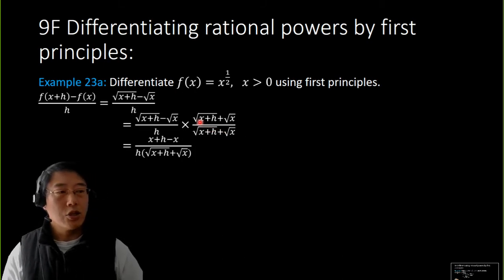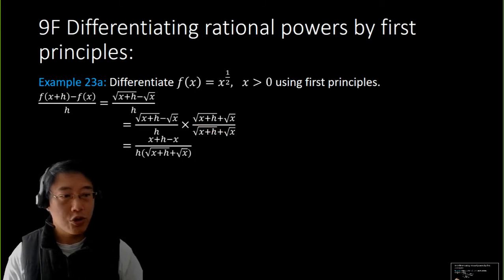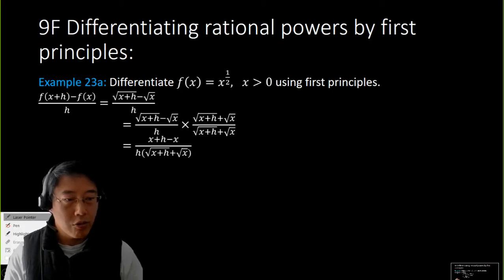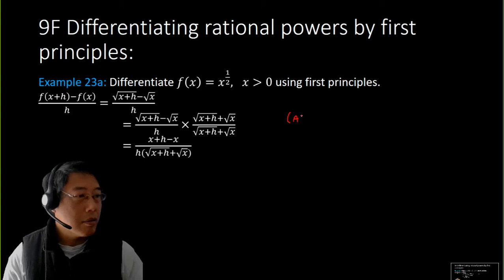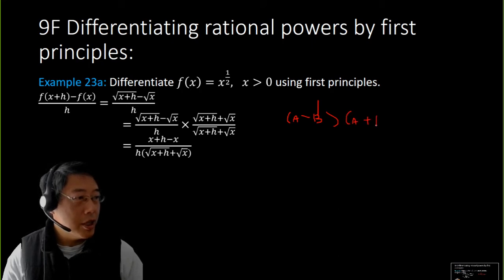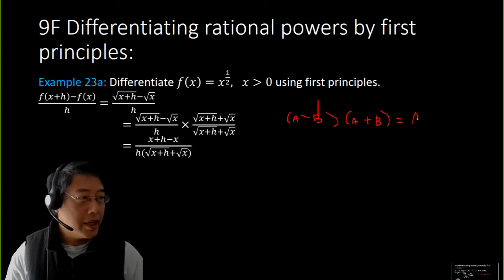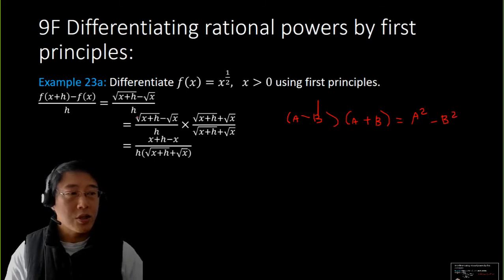So you apply the formula, which is a difference of two squares. If I use a pen, hopefully you'll remember what the difference of two squares is. When you have bracket a minus b, bracket a plus b, that expanded form is a squared minus b squared. Okay, so the a term is root of x plus h.